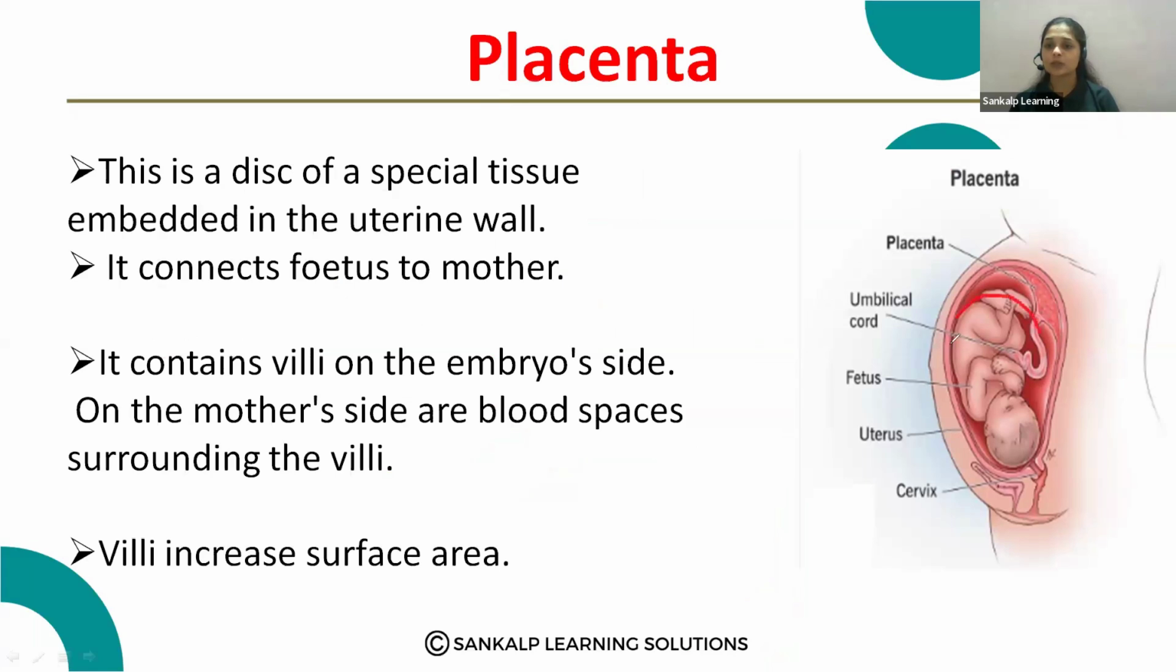You can observe the embryo development of the fetus inside the uterus, right? So inside the uterus, the development of the fetus takes place, and for the fetus there is a special structure present, so that will be helpful for the different functions.